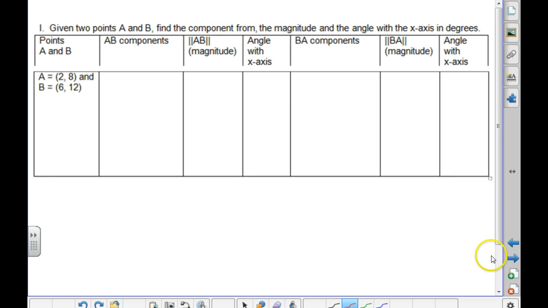All right, you want to try this one on your own? A to B. It's a nice one.